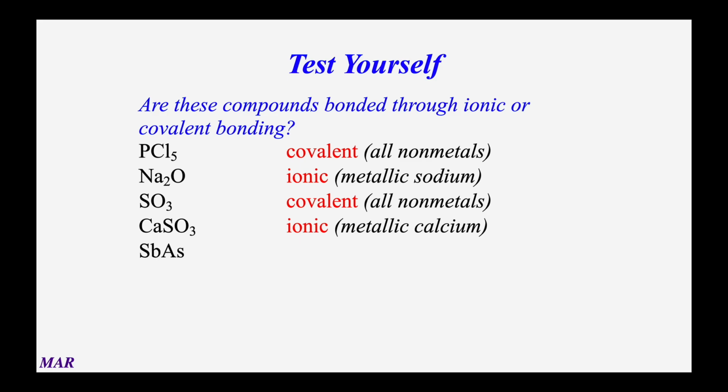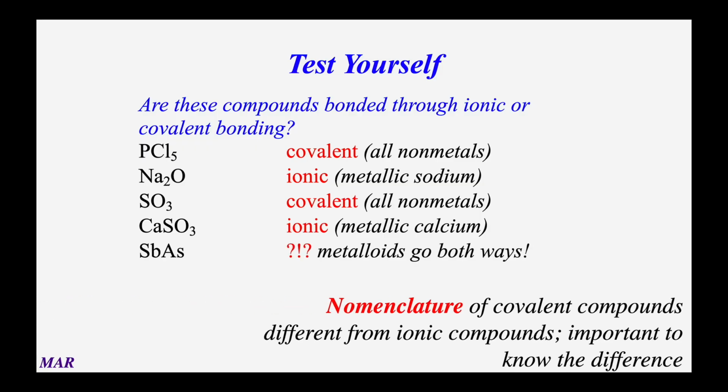The last one, though, antimony and arsenic. And antimony and arsenic are both metalloids. And metalloids can act like metals, and sometimes they act like nonmetals. Who knows what that one's going to do? If you've got two metalloids together, they could be ionic, they could be covalent, they could be some kind of split thing. That would be rough. That would be hard to know. I wouldn't ask you a question like that, but it's a great learning experience.